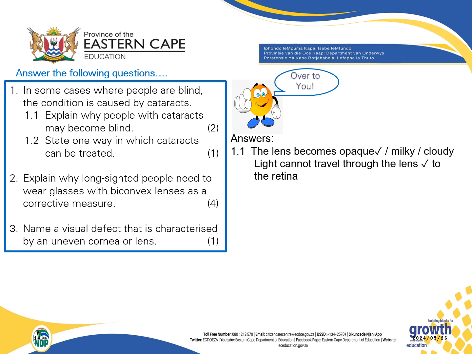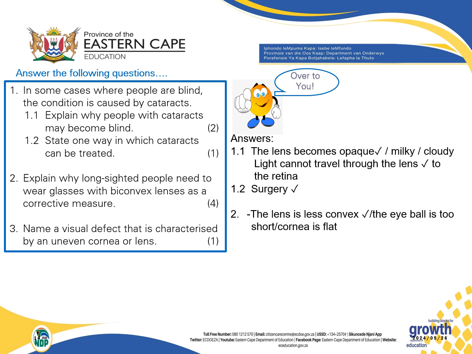Number 1.2, how can this condition be treated? Cataracts are effectively treated through surgery. It is a very simple surgical procedure where patients go in for day care, and within a day they can be sent home and be able to see again.